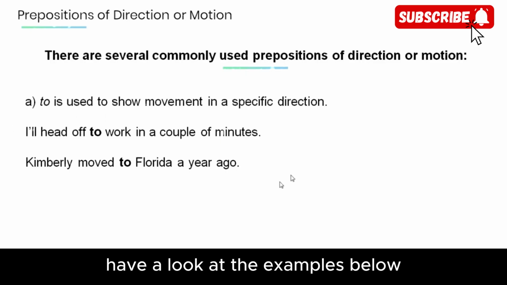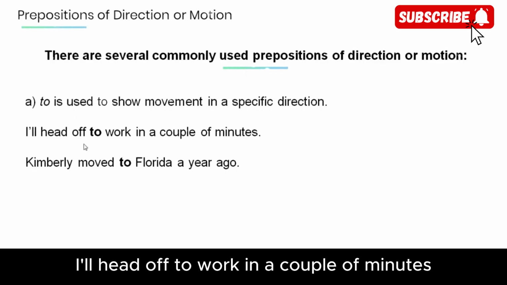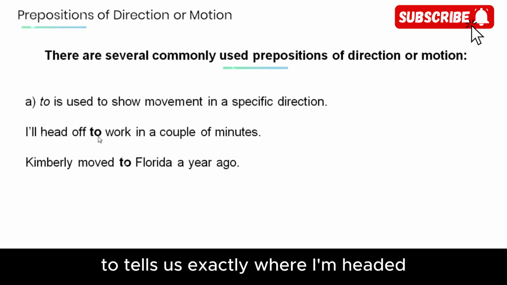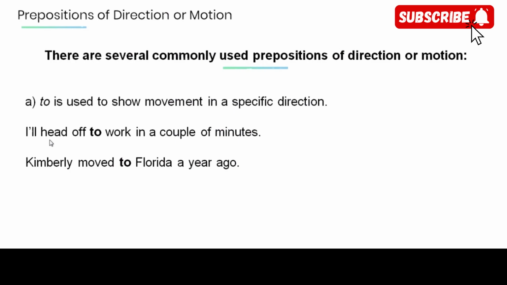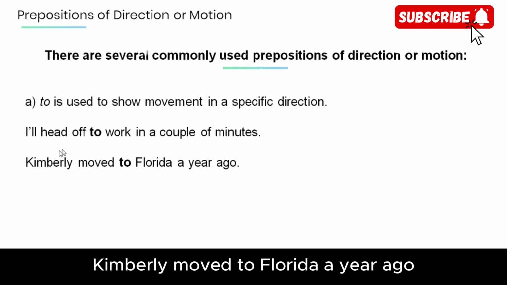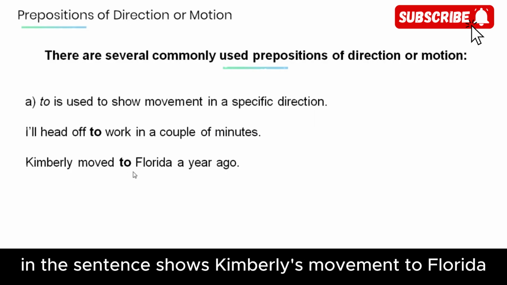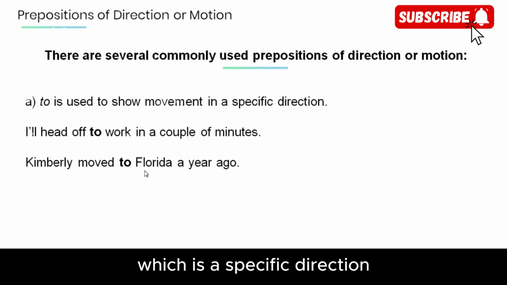Have a look at the examples below. I'll head off to work in a couple of minutes. In this sentence, the preposition of direction, to, tells us exactly where I'm headed. And in this sentence, Kimberly moved to Florida a year ago. Again, the preposition to in this sentence shows Kimberly's movement to Florida, which is a specific direction.